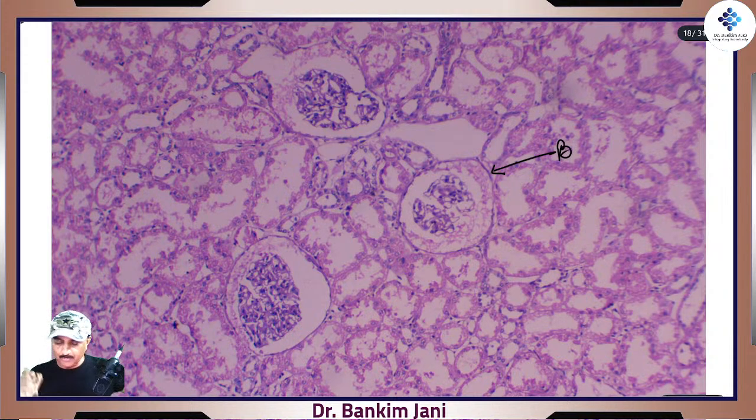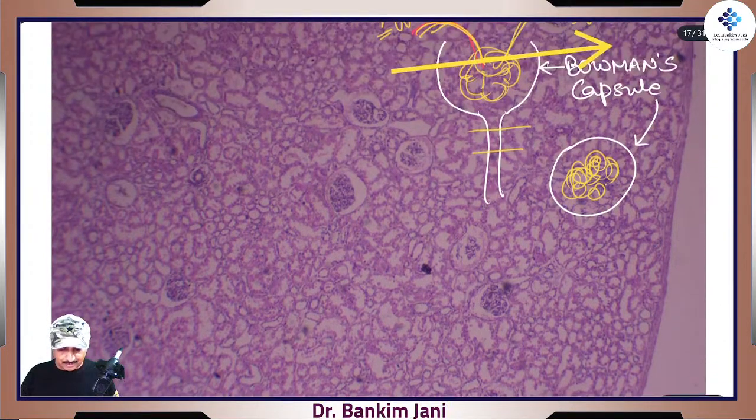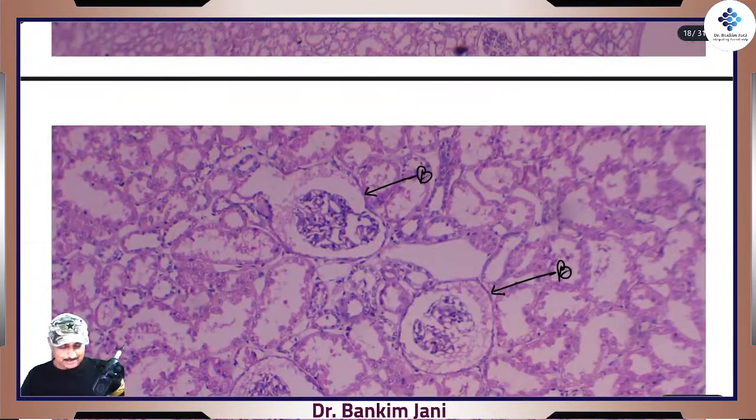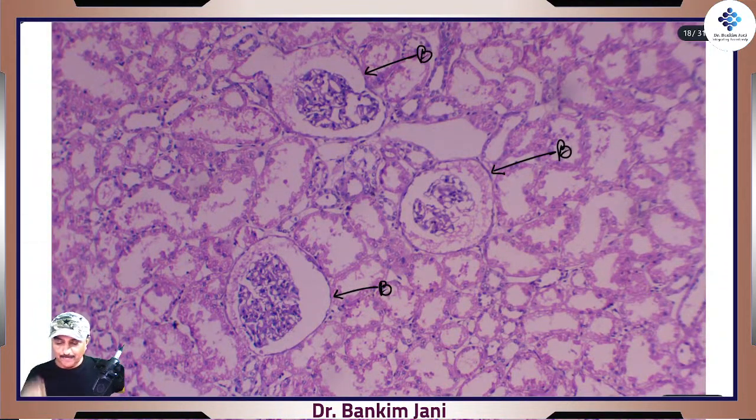This is the Bowman's capsule. See this one, this is the Bowman's capsule. See this one, that is the Bowman's capsule. Now, when we go back, try to figure out where this area is. It is this area which we have zoomed, this 1, 2, 3. Say this would be like our identification mark, like that crow. Exactly here. So that is our Bowman's capsule.